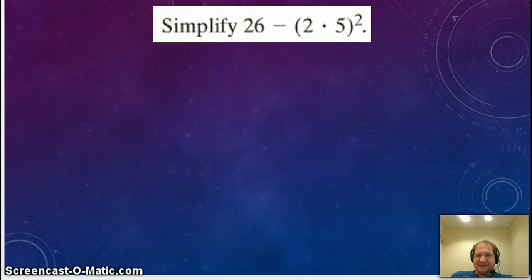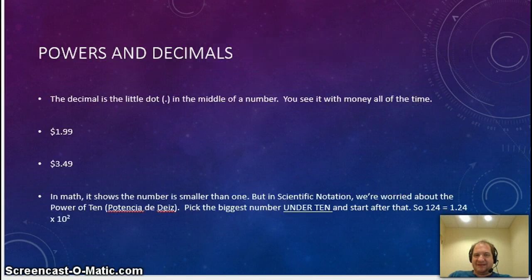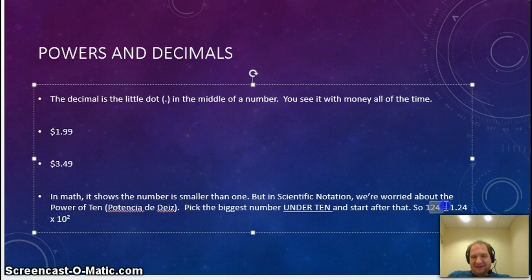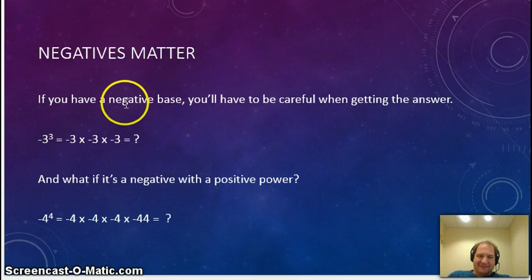A couple we're going to try simplified, so the test will be a little easier for you. And decimals, that little dot. So this is another part of it. This is the other side. You see it with money all the time, we go to 2 places, but we're concerned with the power of 10. The biggest number under 10, and start with that. So 124 is 1.24 times 10.